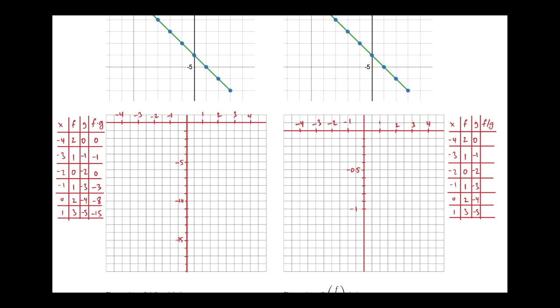So negative 4, 0 is here, negative 3, negative 1 is here. Hopefully you've also seen that my scale is different here. Each of these hash marks is 1, so then this is negative 5. I have 2, 0, which is there. Negative 1, negative 3 would be here. 0, negative 8 would be there. 1, negative 15 is way down here. So if we connect these dots, it's not actually a straight line. Hopefully you can see that the line actually bends as it goes down. And then this segment gets connected here, and this segment gets connected here.